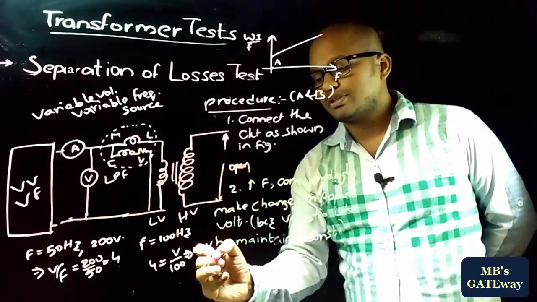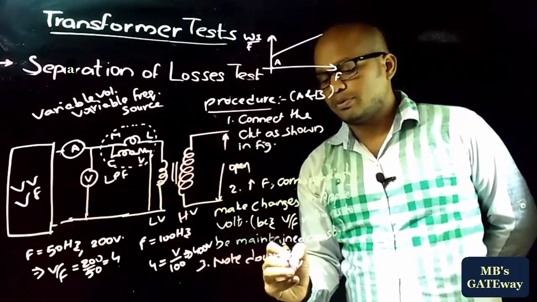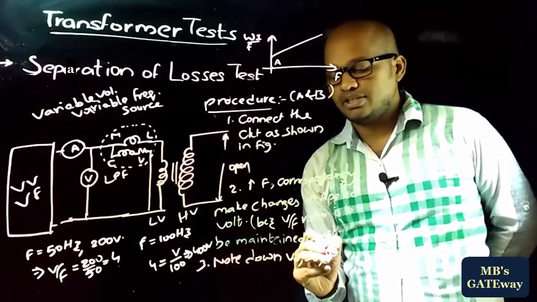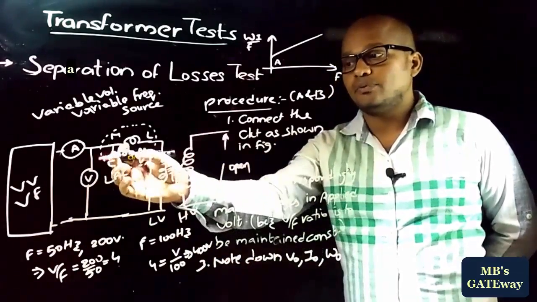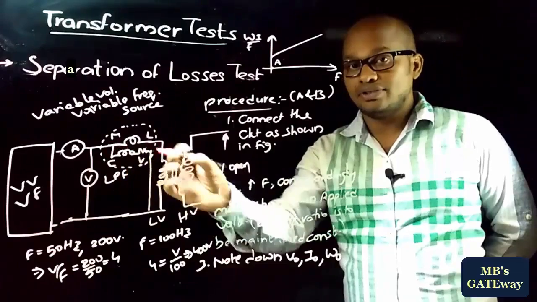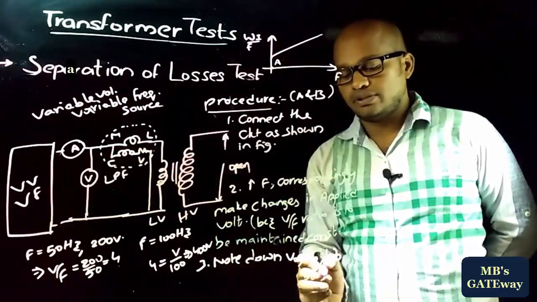And the third step is to note down the voltmeter reading, ammeter reading and wattmeter reading. From the open circuit test it is studied that the wattmeter reading indicates the iron loss of the transformer, so we can take W0 equal to Wi.